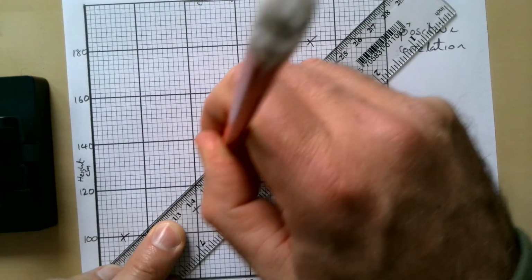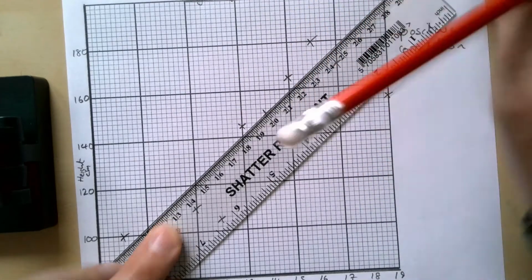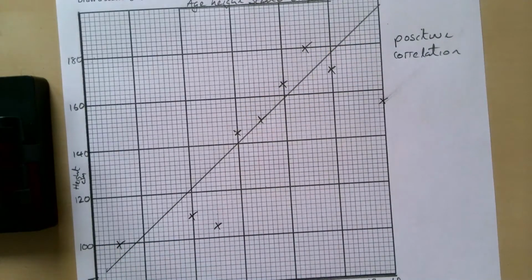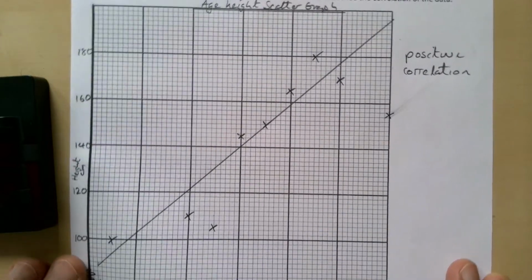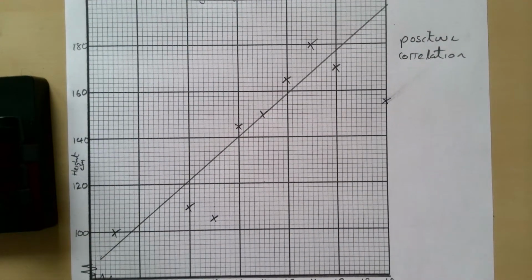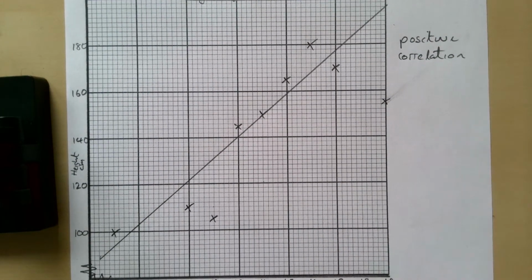Now yours is very unlikely to be the same as the person beside you, but something in and around there isn't a bad line of best fit. So that's our scatter graphs with our correlation and our line of best fit.